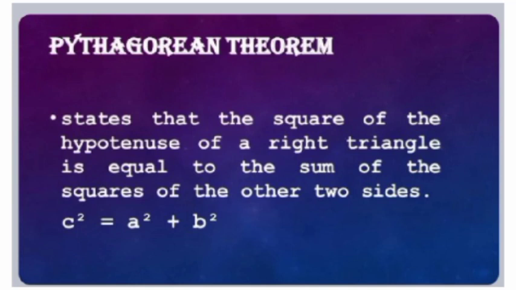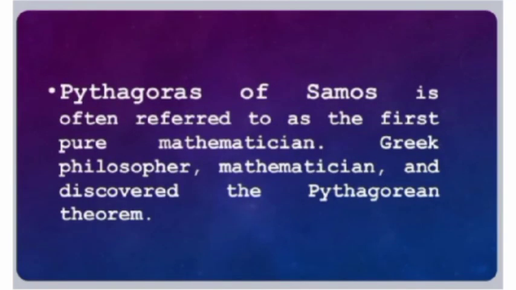Pythagorean theorem states that the square of the hypotenuse of a right triangle is equal to the sum of the squares of the other two sides. C squared equals A squared plus B squared. Pythagoras is often referred to as the first pure mathematician. A Greek philosopher and mathematician, he discovered the Pythagorean theorem.